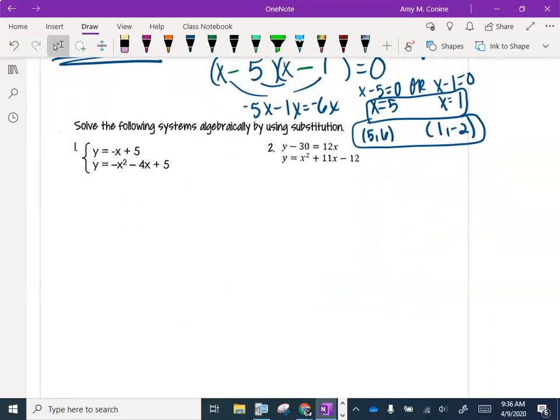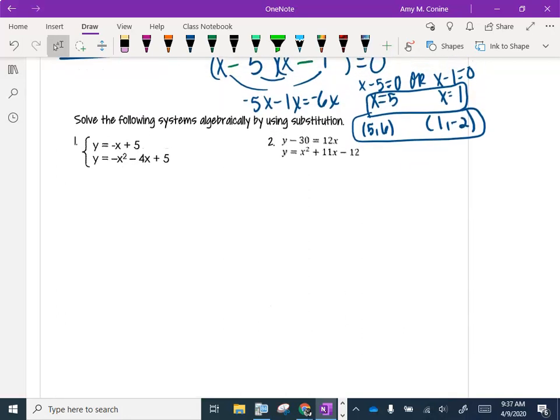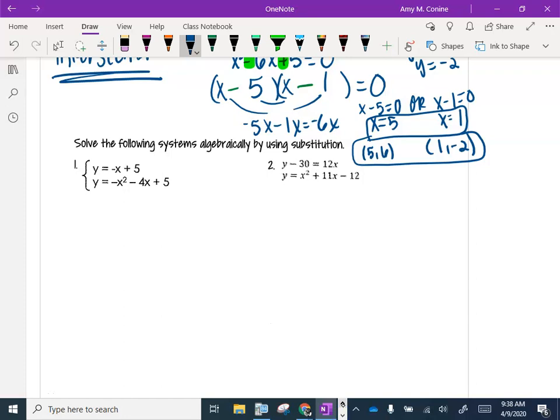So with substitution, I want to do one more round of it. All right, so one more example. I have y equals for both of these two. So I'm going to take what y equals here for my linear, and plug it into the y for my quadratic. So negative x plus 5 equals negative x squared minus 4x plus 5.